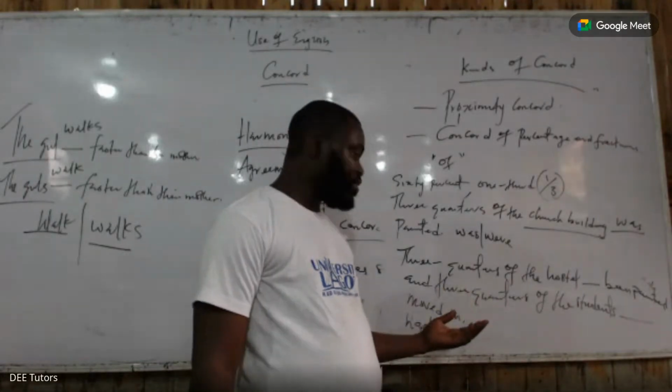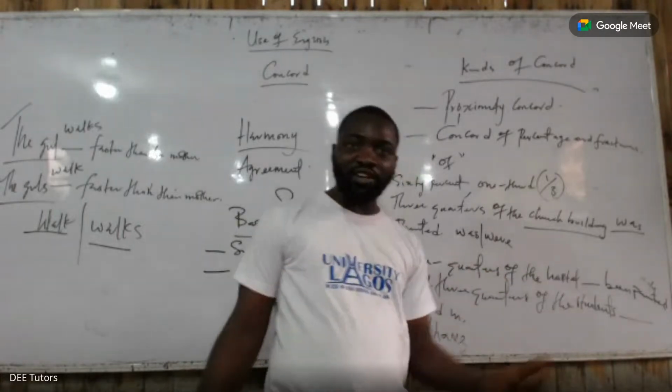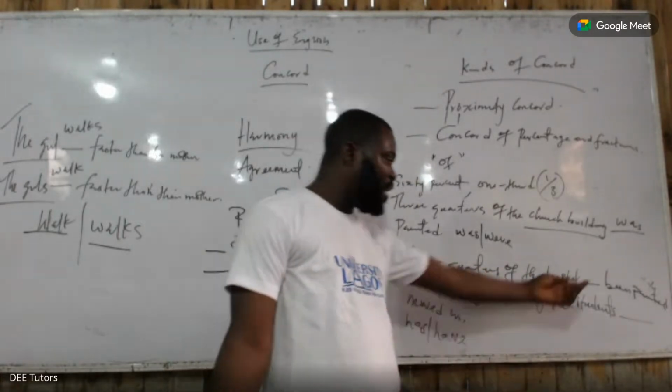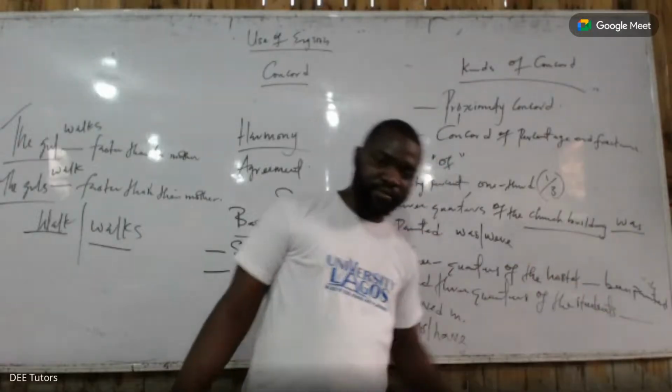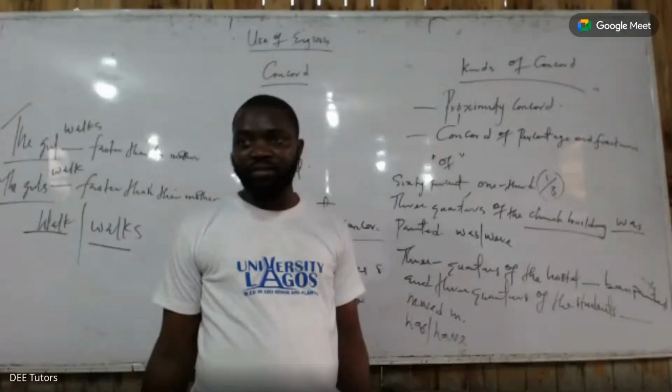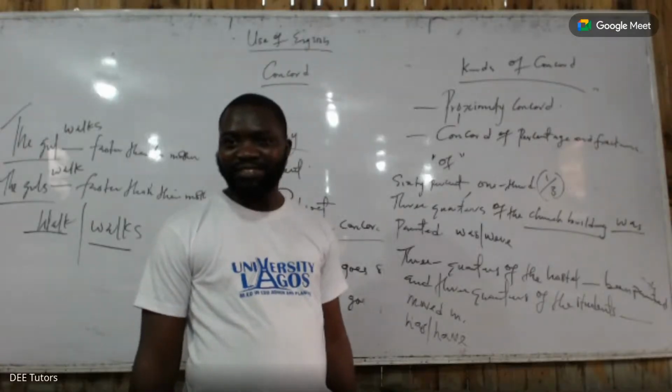Is this still confusing? Three quarters of the hostel. The hostel is singular now. The verb to be used should be what? Has. Correct. And three quarters of the students. What are we going to put here? Have. Yes, correct. Do you understand me? Yes, sir. Is it hard?